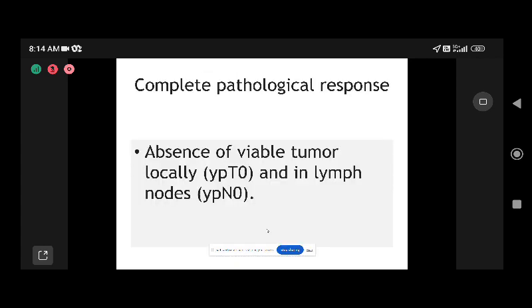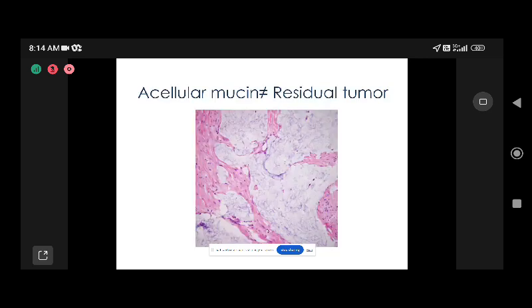Complete pathological response is what we label when there is complete absence of viable tumor, both in the primary tumor site as well as in the lymph nodes. So ypT0 and ypN0. Many times we will see acellular mucin alone, which means there are no tumor cells, but only extracellular mucin. Sometimes this is picked up on radiology, and it can be difficult to distinguish whether there is viable tumor or not.